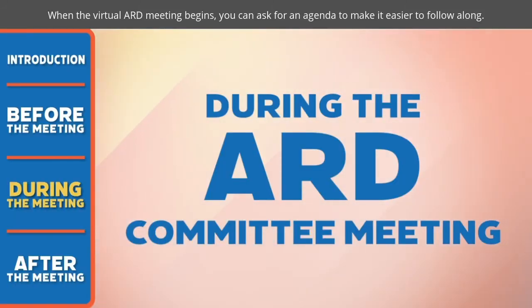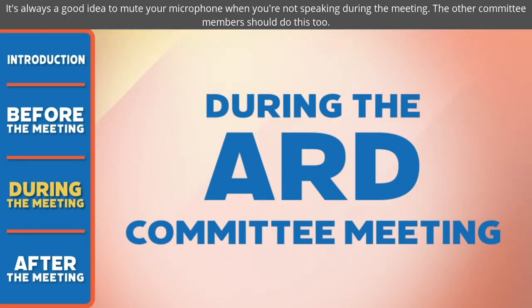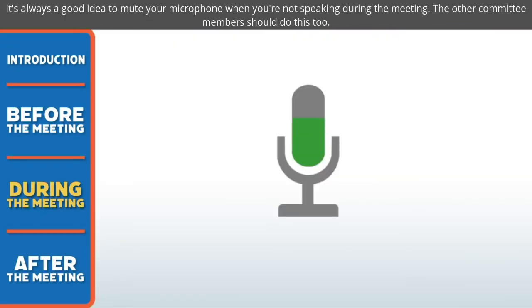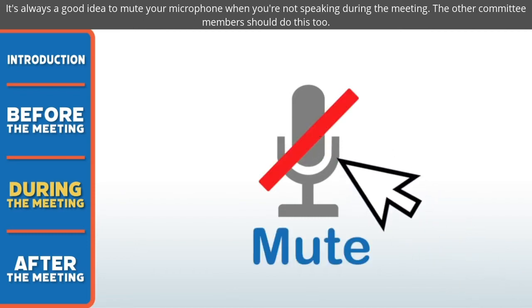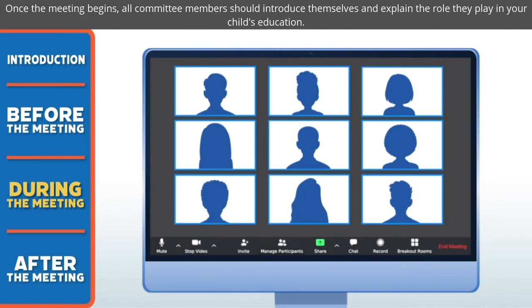When the virtual ARD meeting begins, you can ask for an agenda to make it easier to follow along. It's always a good idea to mute your microphone when you're not speaking during the meeting. The other committee members should do this too. Once the meeting begins, all committee members should introduce themselves and explain the role they play in your child's education.